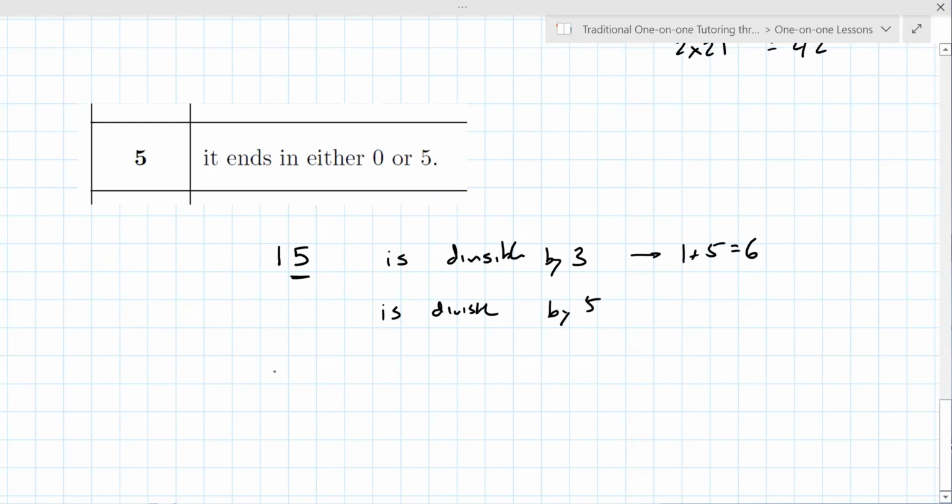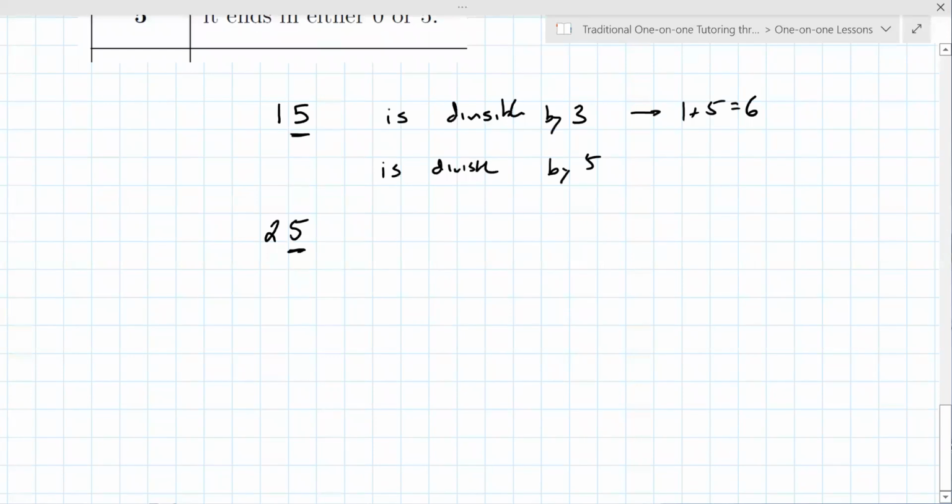Let's take a number like 25. It's divisible by 5 for the same reason. And let's take a much larger number like 12,395. It is also divisible by 5 because it ends in 5. It can also end in 0. So a number like 10, which is divisible by 2 because it's even, is also divisible by 5.